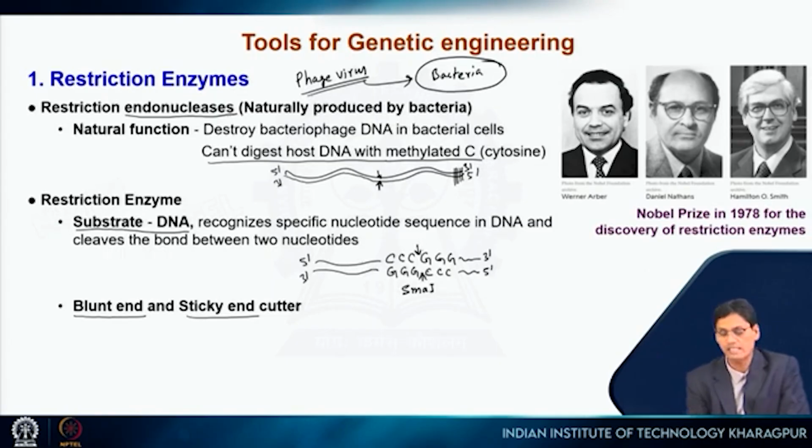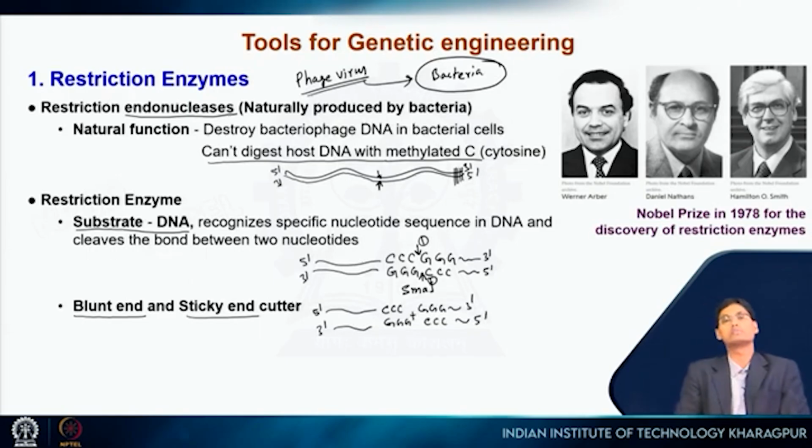So this enzyme will work on this sequence and it will cleave this DNA. That means it will break two phosphodiester bonds, one here and the second one here. So two phosphodiester bonds will be broken. As a result, what will be the end product? You will get something like this: 5 prime, C, C, C, 3 prime, and 3 prime, G, G, G, 5 prime. So these two fragments are produced now.